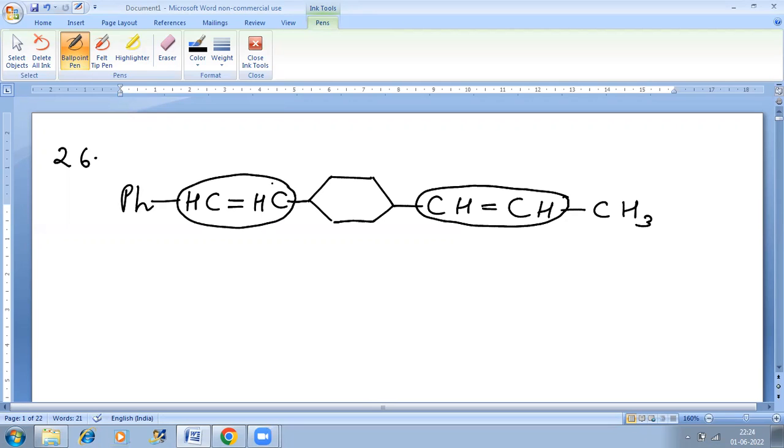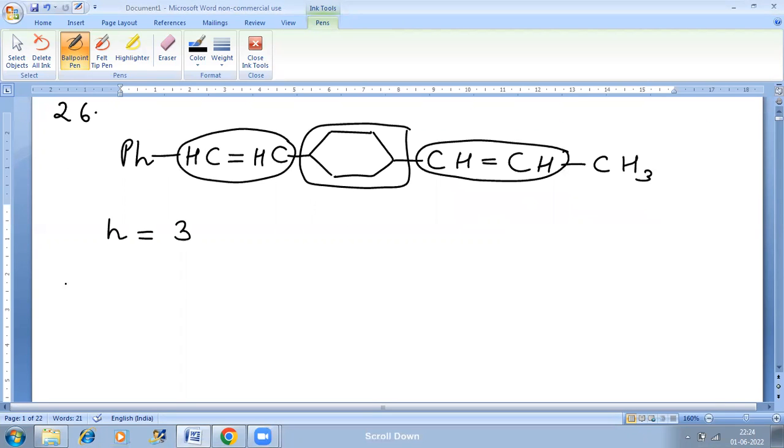So already we have identified two systems showing GI. And also this ring is showing GI, which means the value of n is equal to 3. The total number of systems showing geometrical isomerism is equal to 3. Now, this molecule is unsymmetrical. So 2 raised to n will be the formula. 2 raised to 3. So 8 geometrical isomers are possible.